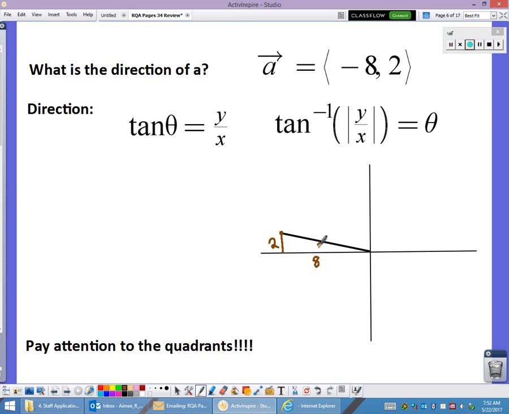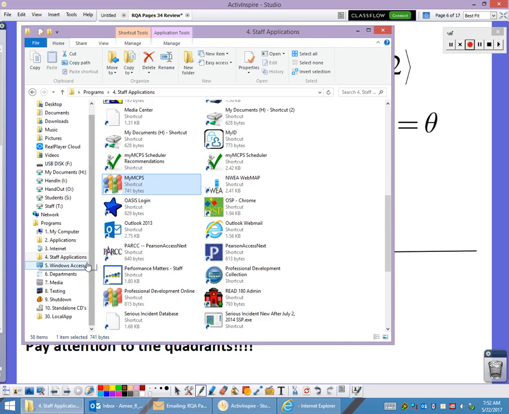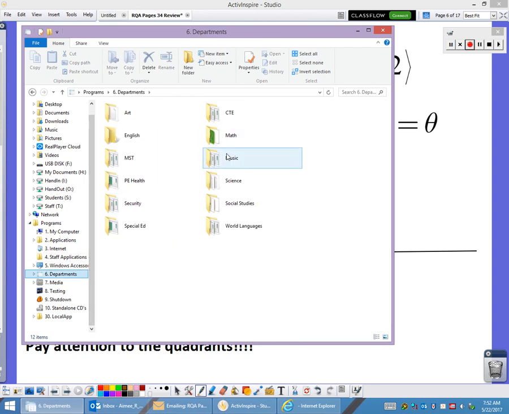But the angle that I'm finding is actually this angle right in here. And the angle that I actually want is the angle that goes from here and rotates around just like the unit circle. This is ultimately the angle I'm going to need to give for my answer because I want the direction angle. But to do it, I am going to have to do tan inverse first. So we're going to open up our calculator here, if my computer will let me.